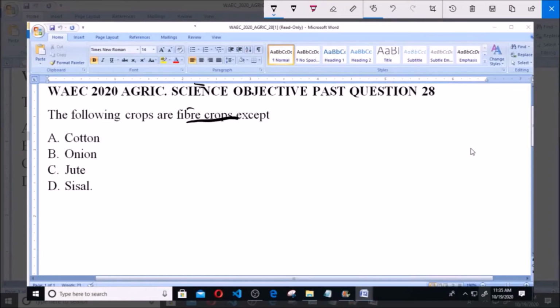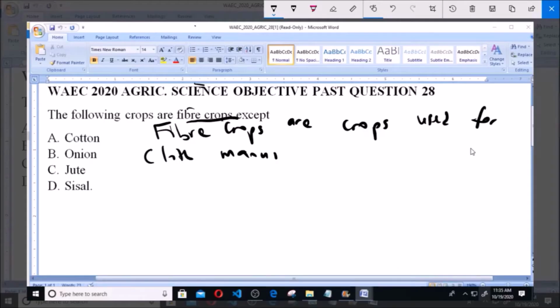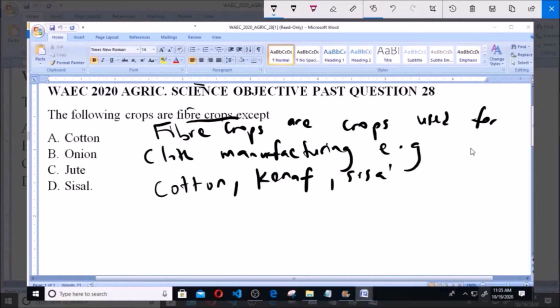Now, fiber crops are basically crops that are used for cloth manufacturing. So they have specialized features that are used in the manufacture of clothes. And examples of fiber crops include cotton, kenaf, sisal, jute, etc. So we have mentioned some examples of fiber crops in the definition we just gave, and some of them are amongst the options.